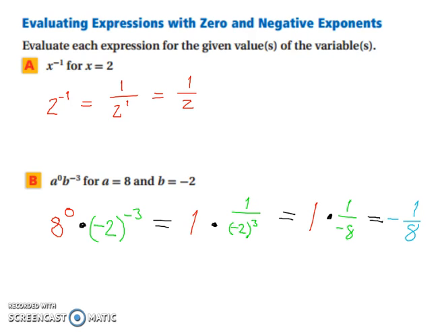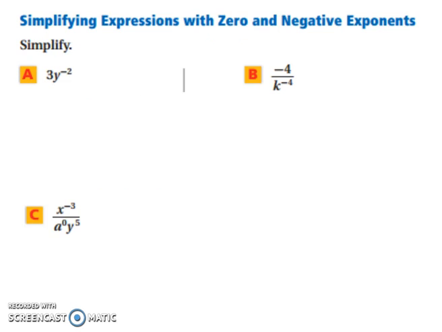Let's step it up a notch. Let's try simplifying these. So when you do this, you have to pay attention to what exactly has the negative exponent. Notice how the negative exponent does not go with the 3. It is only with the y. So only the y moves.